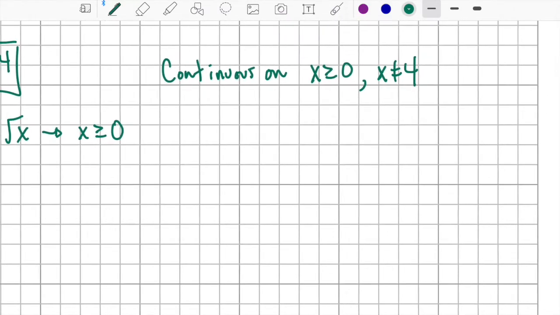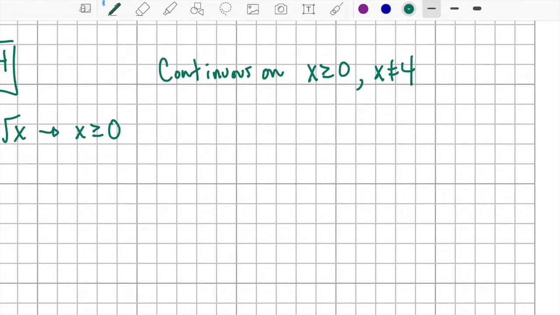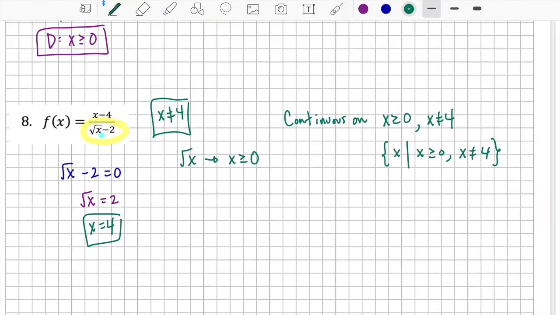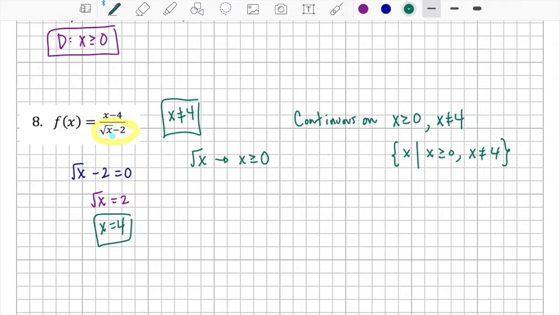Okay? So if you want to use a different notation, or set notation, it would be something like this. x such that x is greater than or equal to 0, but x cannot equal 4. Same thing, just a fancy way of doing it. So there you go.